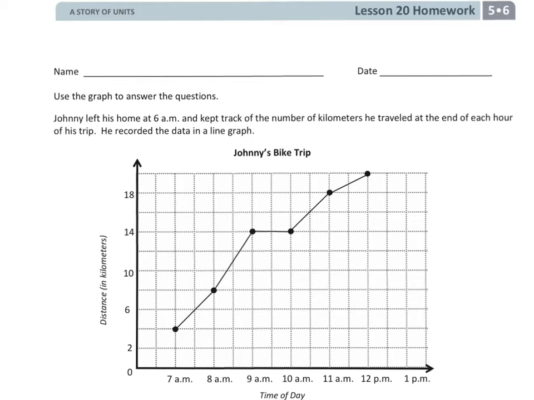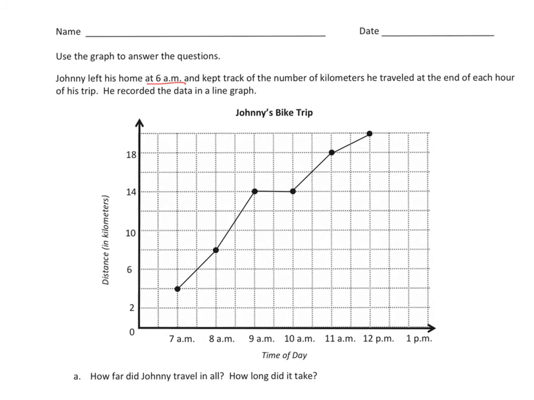The directions state, use the graph to answer the questions. Johnny left his home at 6 a.m. and kept track of the number of kilometers he traveled at the end of each hour of his trip. He recorded the data in the line graph. So this is Johnny's bike trip.